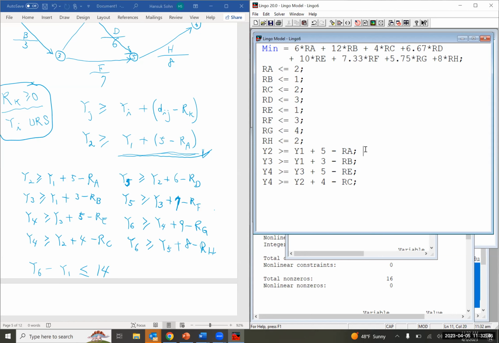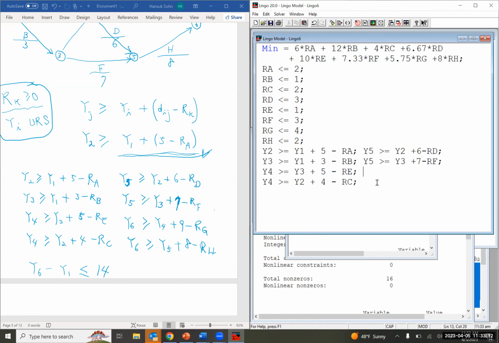And here, let me put them in here. Y5 greater than or equal to y2 plus 6 minus RD. Y5 greater than or equal to y3 plus 7 minus RF.